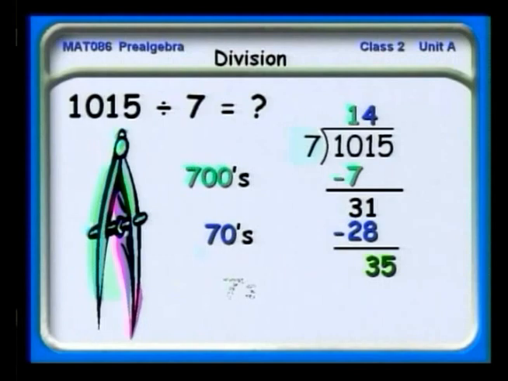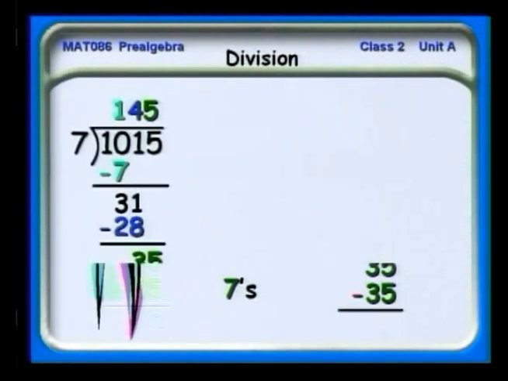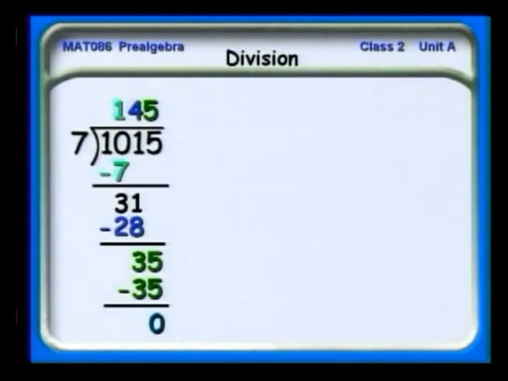Now I have a 35. I'm dealing with the unit terms, the 7 terms. Ask how many 7s are in 35. 5, like before, subtract it, get 0. There is no remainder. This is the more common way of dealing with divisions.